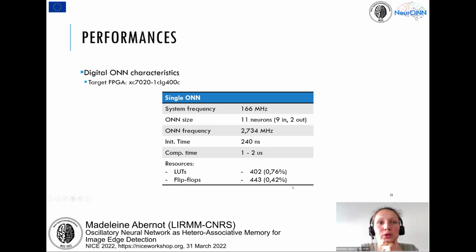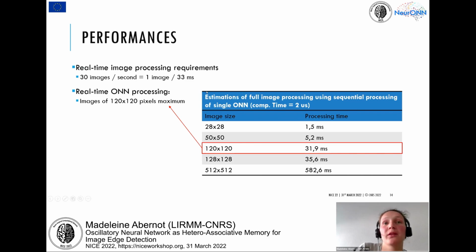What is also important to note is that the number of resources inside the FPGA taken by the ONN is really small. This is important because we made some estimations on how long it will take to process the full image with our ONN sequentially, considering a computation time of approximately 2 microseconds. We have seen that it grows really fast with the number of pixels in the image. If we consider real-time image processing, like a standard camera of 30 images per second, we can only treat images of up to 120 by 120 pixels. So it's quite a big limitation.